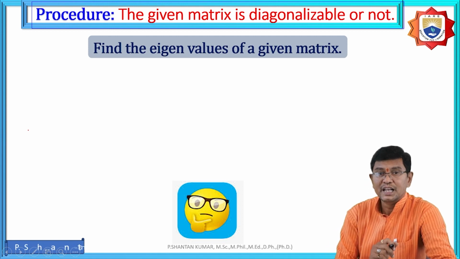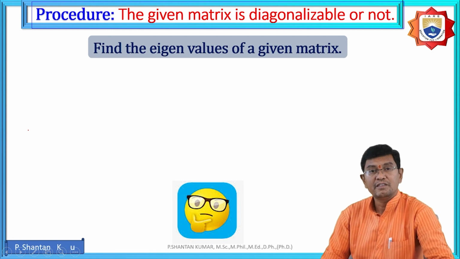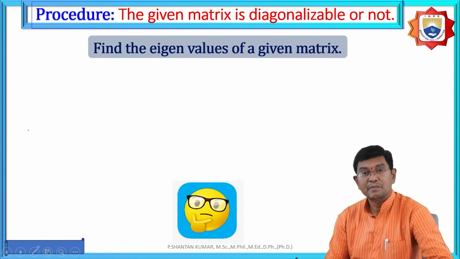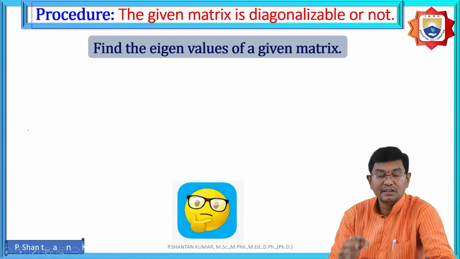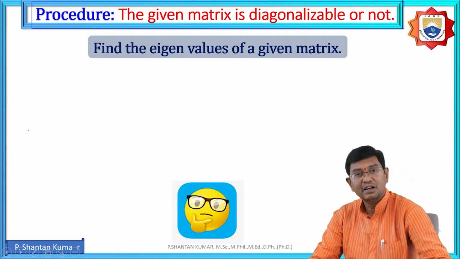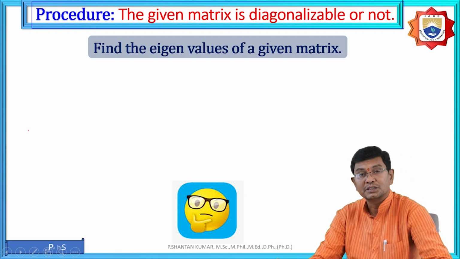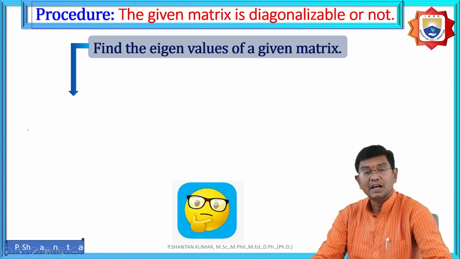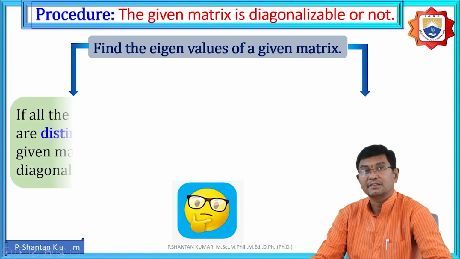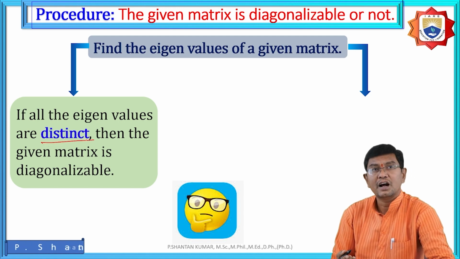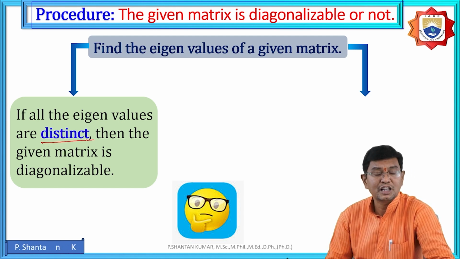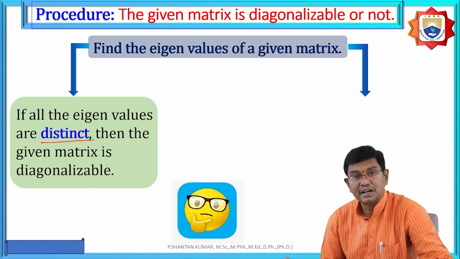Based upon the previous slide, we need to observe here. When any matrix is given, is the matrix diagonalizable or not? We need to remember this flow chart. First of all, we need to find the eigenvalues. For example, if the eigenvalues are different, that means the eigenvalues are distinct, then automatically the matrix satisfies the diagonalization of the matrix.